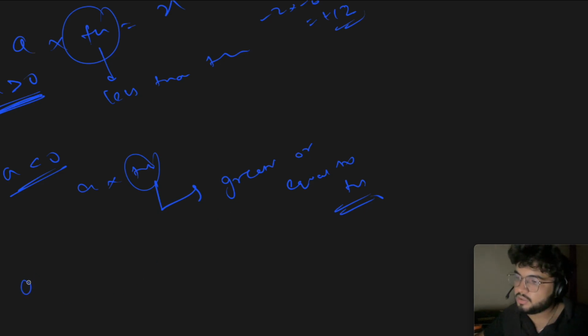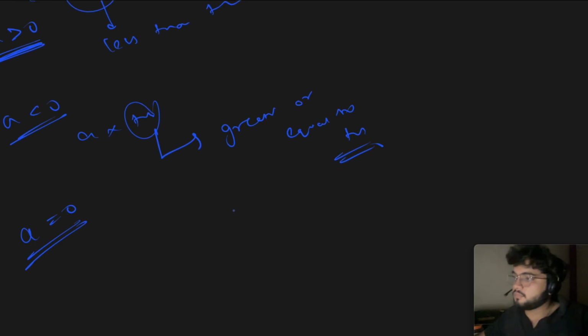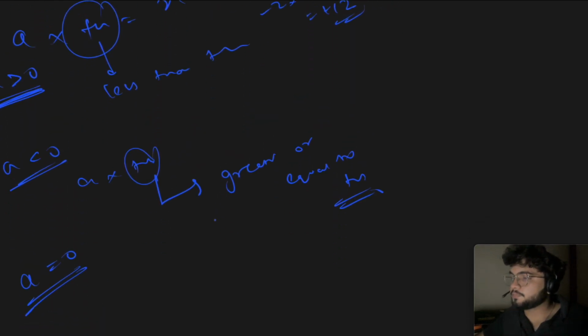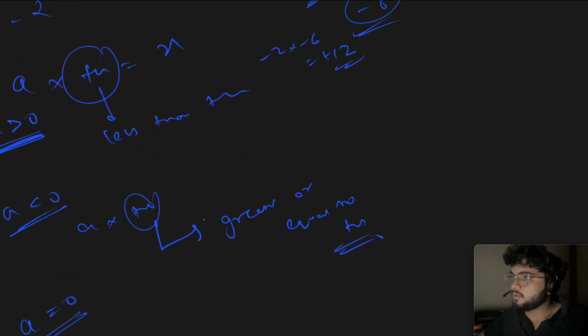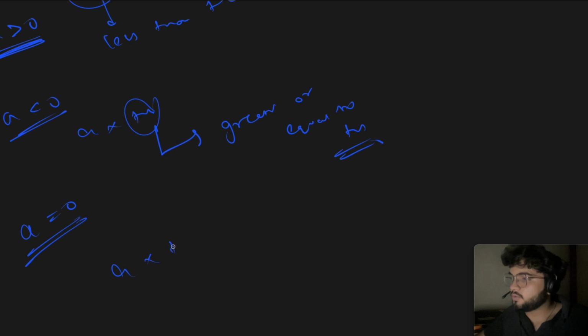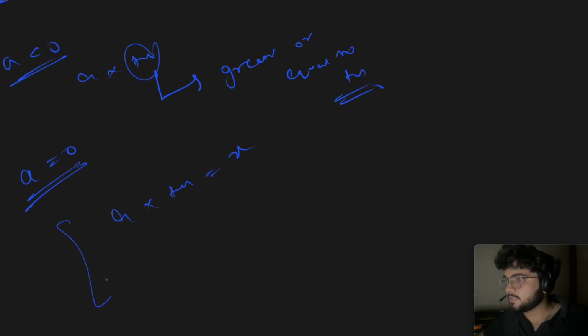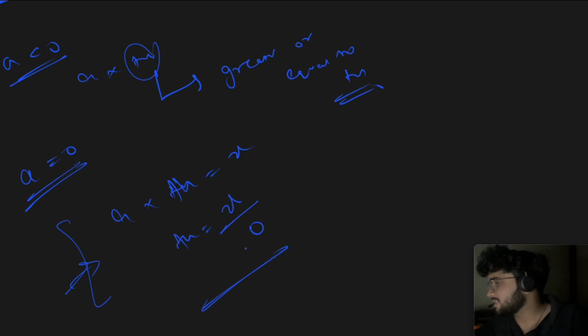Now, what is the third condition? The third condition is a is equal to 0. Now we have some target x, a into threshold equals x. You need to listen to this carefully. If a into threshold is equal to x and a is 0, which means threshold will be x upon 0. Does this make any sense? I don't think so, right? So let's look at the graph.